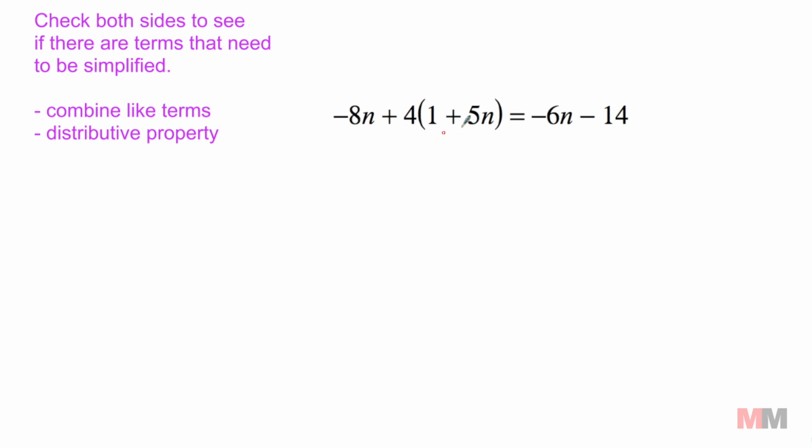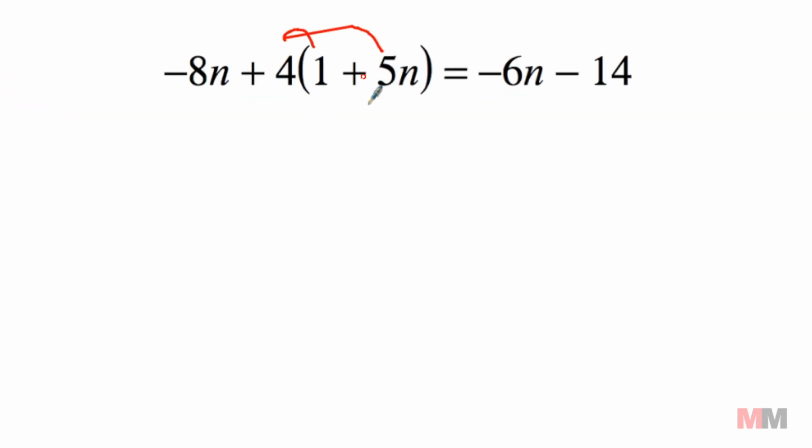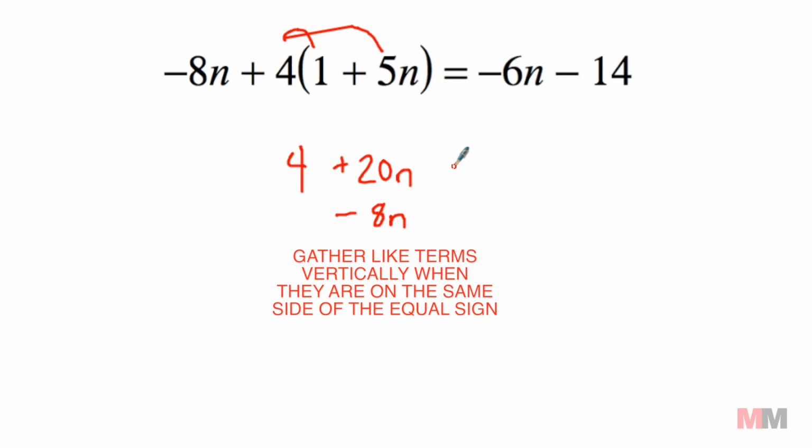So let's do the left side. Simplify first. You gotta distribute before you combine like terms. So 4 times 1 is 4. 4 times 5n is 20n. And then this negative 8, you could just line it up right here. That's an easier way to combine like terms.